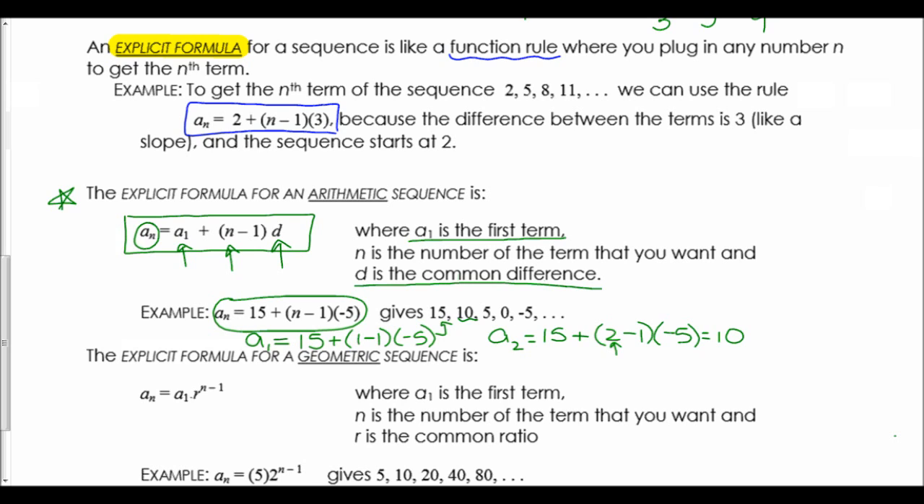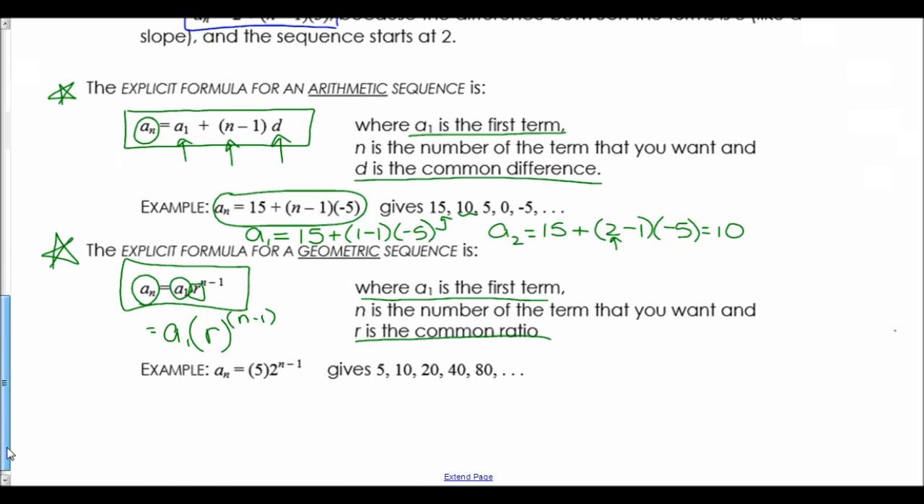Okay, so the explicit formula for a geometric sequence is right here. That's a sub n, so the nth term, is a sub 1, which is the first term, times r, which is the common ratio, and that's going to the n minus 1 power. Be sure you realize the whole common ratio is raised to the n minus 1 power. If I were putting this in my calculator, I probably would write it like this. So just watch out for that.